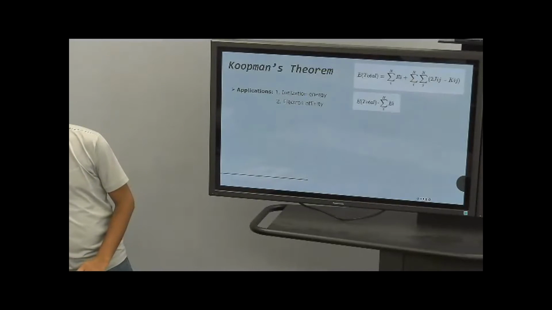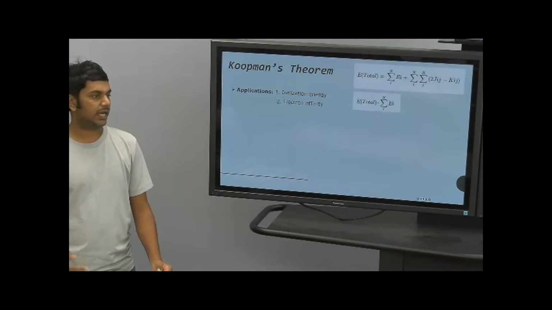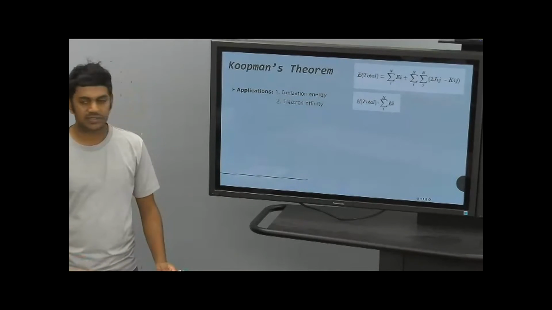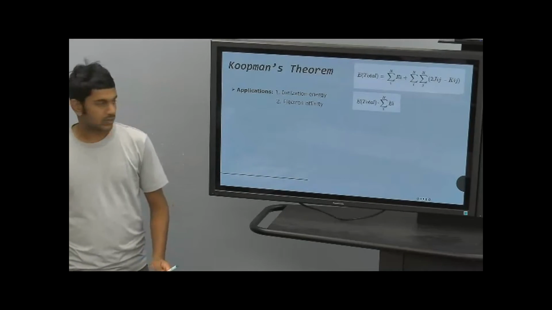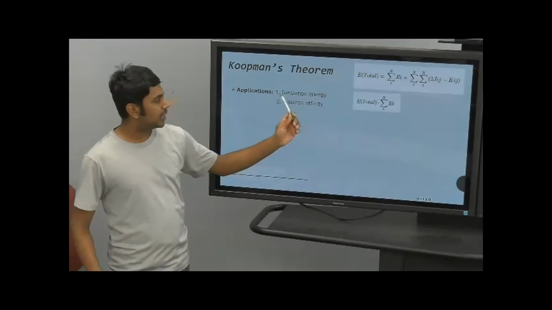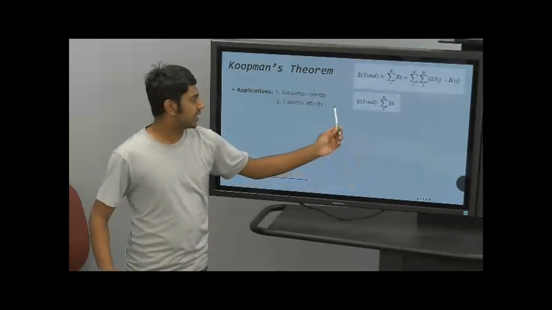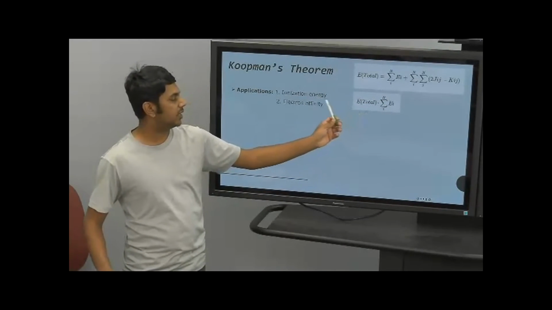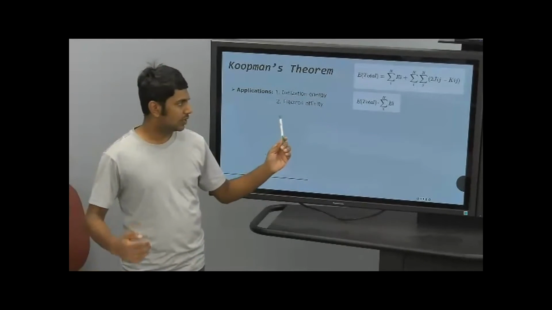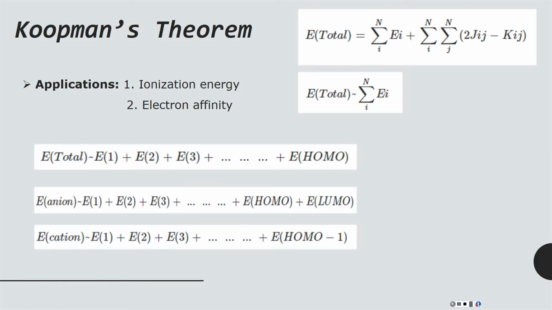So then we can use Koopman's theorem to approximate the electron affinity and ionization energy of a particular molecule. This equation gives the total energy of a molecule, and then according to Koopman's theorem, if we neglect this electron interaction term, we can approximate the total energy of a molecule as the sum of all occupied orbital energies. So then we can define the total energy of a neutral molecule by this equation.